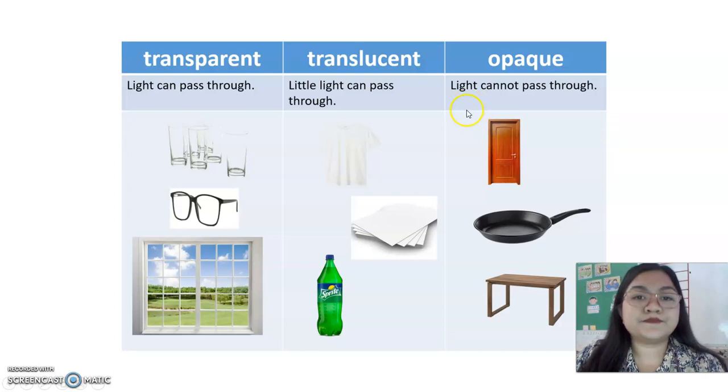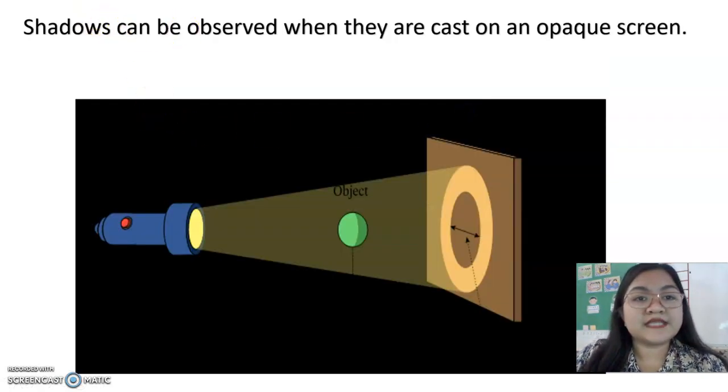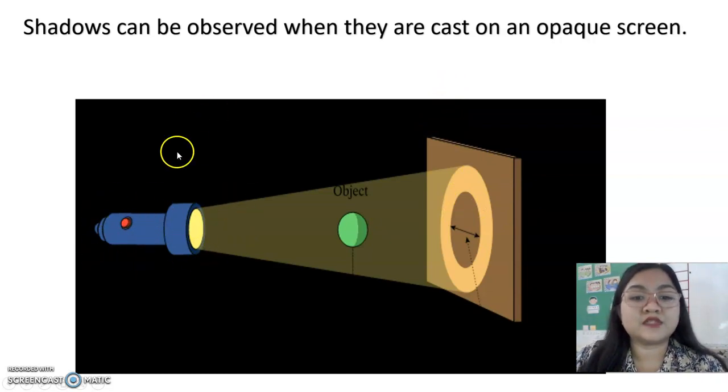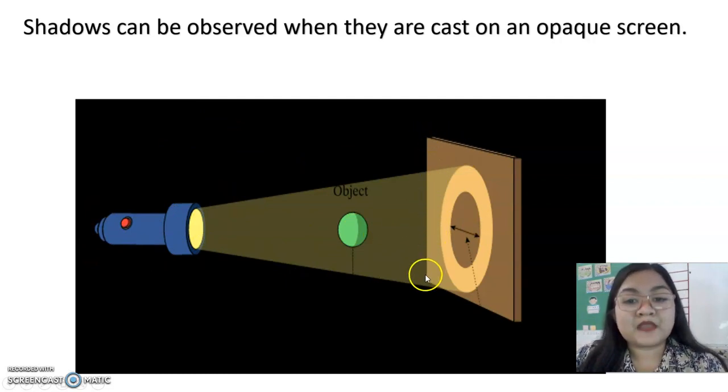So next, shadows can be observed when they are cast on an opaque screen. So again, light does not pass through opaque objects or screens. That's why we can see shadows on opaque screens. So for example, we have a flashlight, we have the object which is the ball, and if we cast it on the opaque screen, we can see shadow.